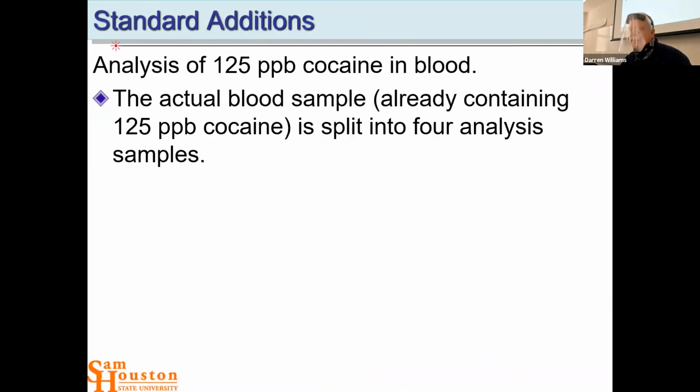So let's do standard additions. This is where we take the actual blood sample and break it into 4 analysis samples. So we put 125 parts per billion in the blood, and then we break it into 4 aliquots. So this is the actual matrix, and then we add in some more cocaine. We start with 0 on one of them, we add in 0, and then we add in a little bit to the 3 other samples.